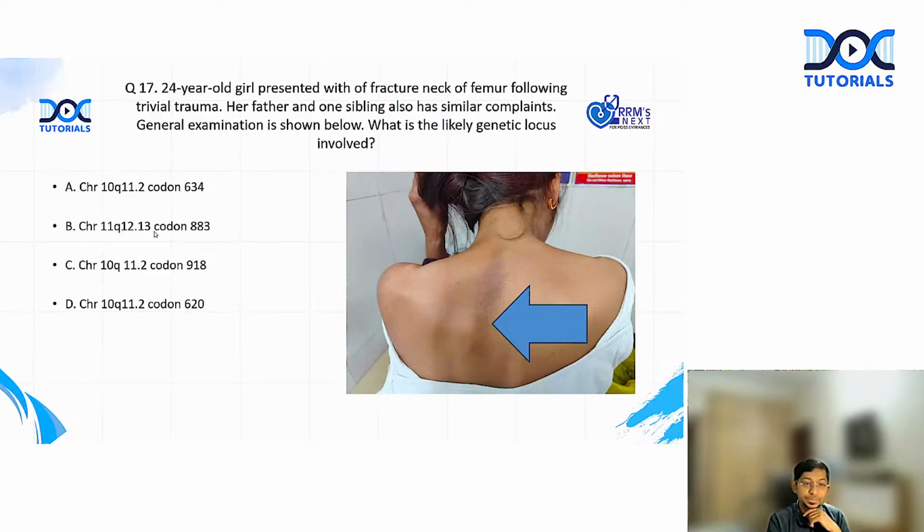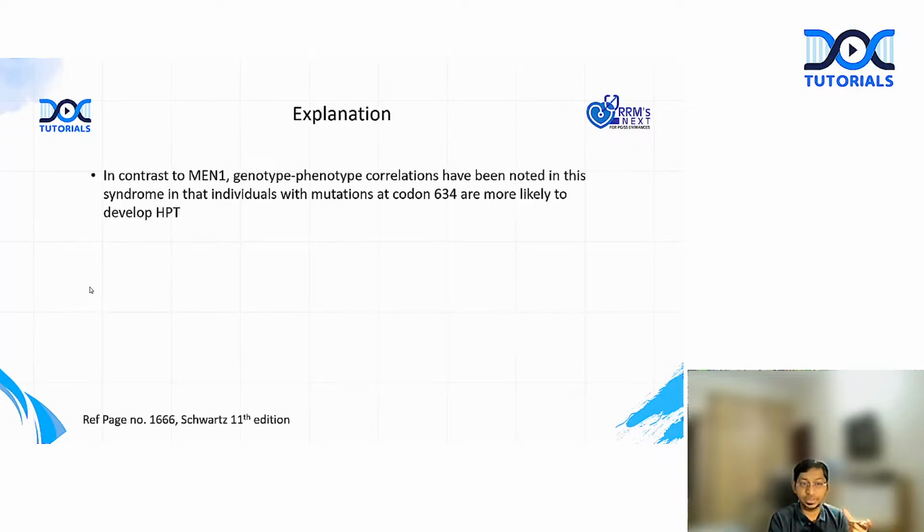Other options, of course, codon 883 is associated with MEN 2B, and there you don't get CLA. Again, it's not a chromosome 11 mutation. 918, again, is MEN 2B, and it's a chromosome 10 mutation. 620 is associated with MEN 2A, but it is not associated with cutaneous lichenoid amyloidosis. So that's a very important point that you need to take away from this question. In contrast to MEN 1, genotype-phenotype correlations are very, very good in MEN 2 syndrome. So the 635 mutation is more likely to develop hyperparathyroidism. The risk of hyperparathyroidism in MEN 2A is about 20 to 25%, or 15 to 30%, and the patients who have 635 mutations are more likely to develop this hyperparathyroidism.